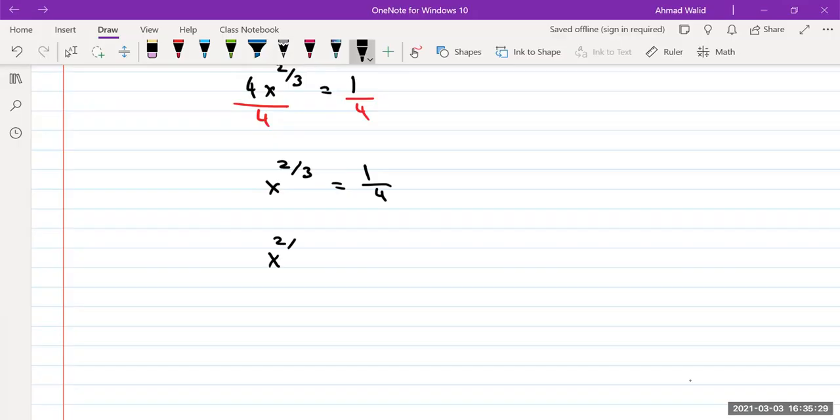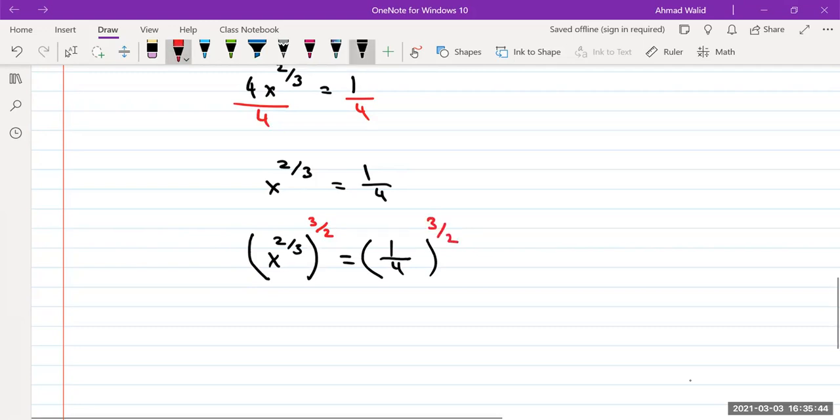x to the power of 2/3, all to the power of 3 halves, equals 1/4 to the power of 3 halves, correct? 2 cancels out with 2, 3 with 3, then x equals 1/4 to the power of 3 halves. You can write it as a radical. It means the square root of 4.